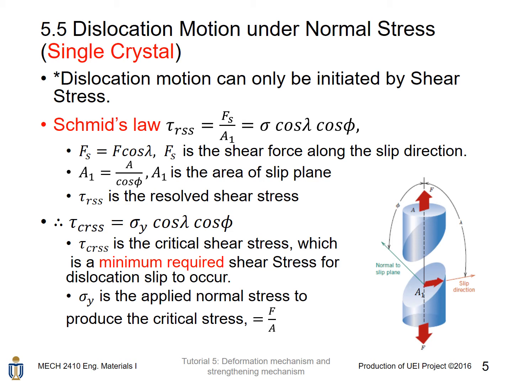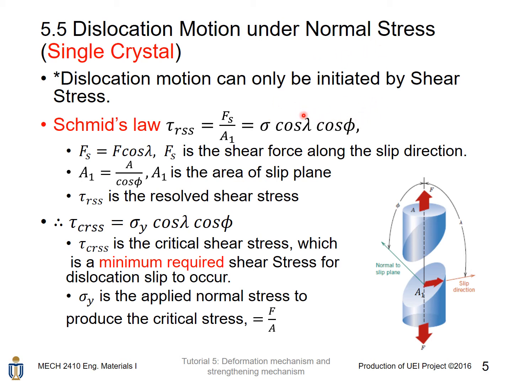And using the picture here, you can define that the resolved shear stress is equal to Fs, the shear force along the slip direction, over A1, where A1 is the area of the slip plane, which is equal to the applied normal stress times cosine of this angle and cosine of this angle.